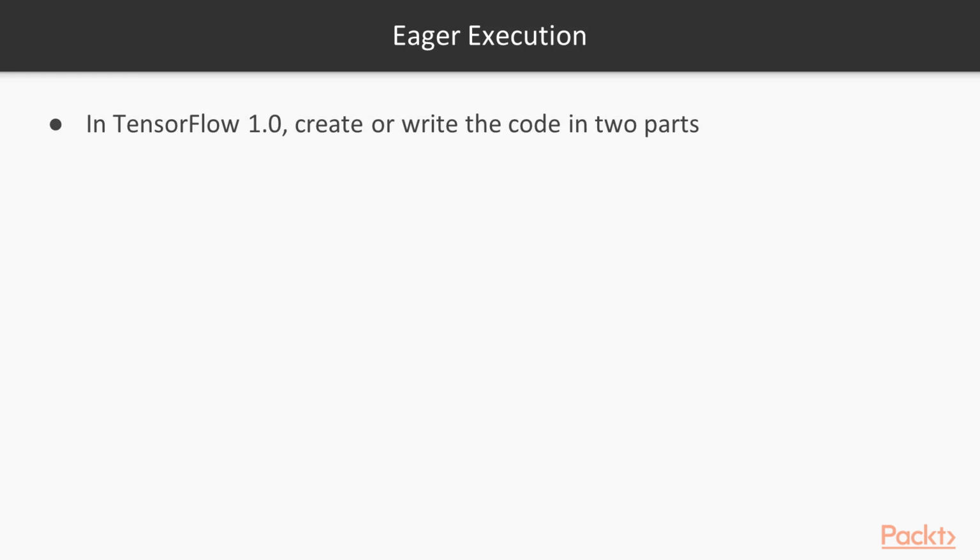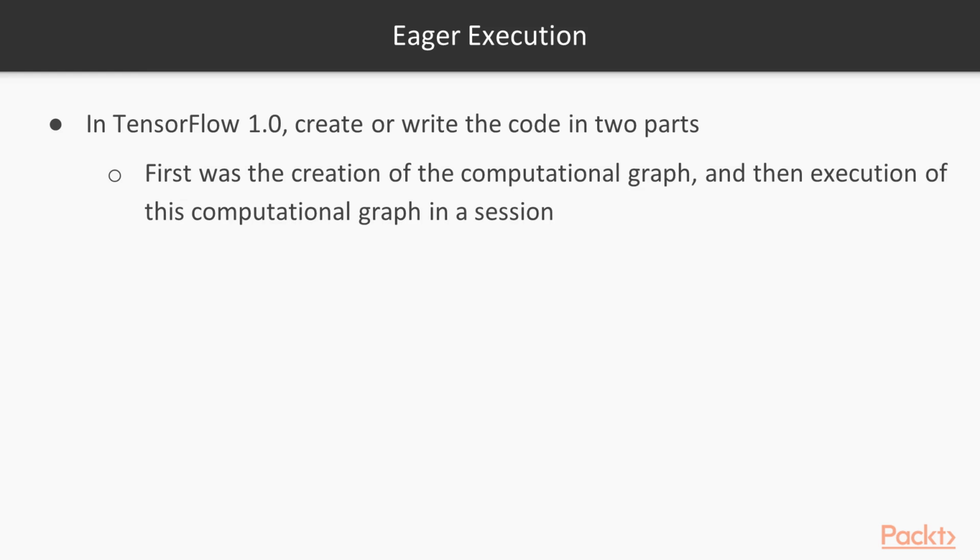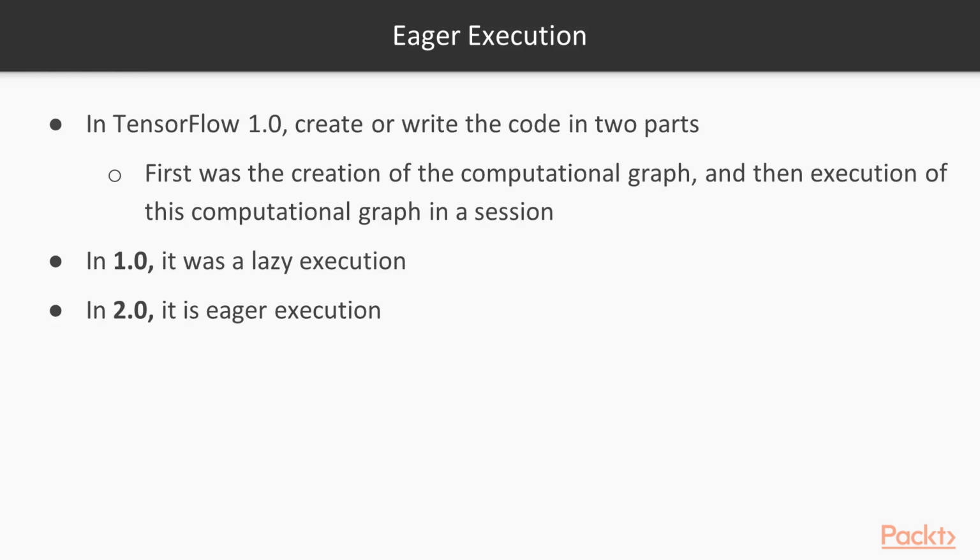So the first thing that is introduced in TensorFlow 2.0 is eager execution. Remember, in TensorFlow 1.0, we had to write the code in two parts. First was the creation of the computational graph and then execution of this computational graph in a session. Now we don't have to do that anymore in eager execution. In 1.0 it was lazy execution. In 2.0 it is eager execution, which means that you can write the code like normal Python programming. So there are no more sessions, and the other thing is you don't have to initialize the variables anymore. We will see that in greater detail in some of the demos in future videos.